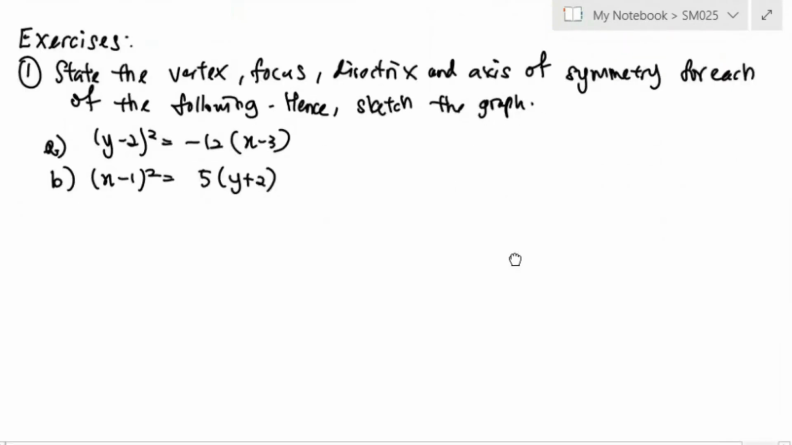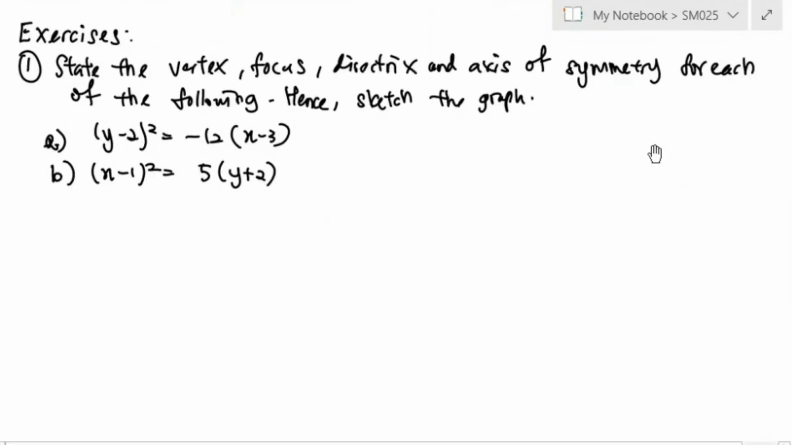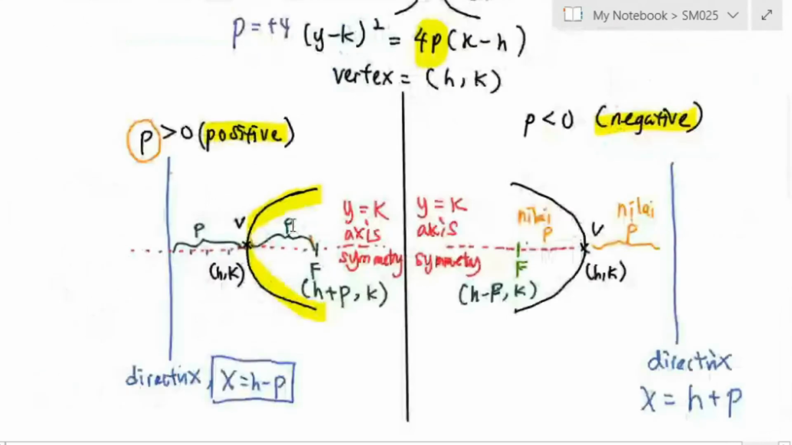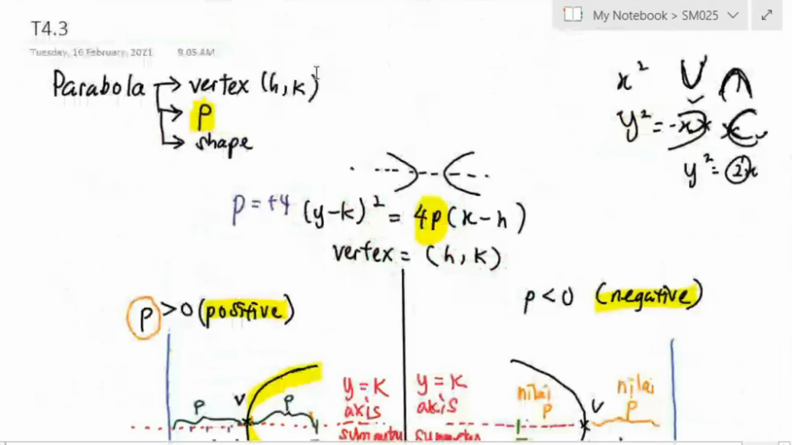So state all the characteristics and sketch the graph. So we will start practice question A. Look at your equation. You have three things you have to highlight in doing a parabola. Three things. What are the things here?